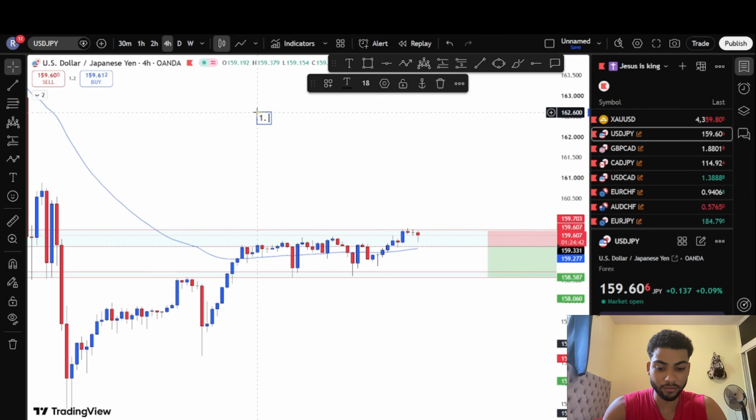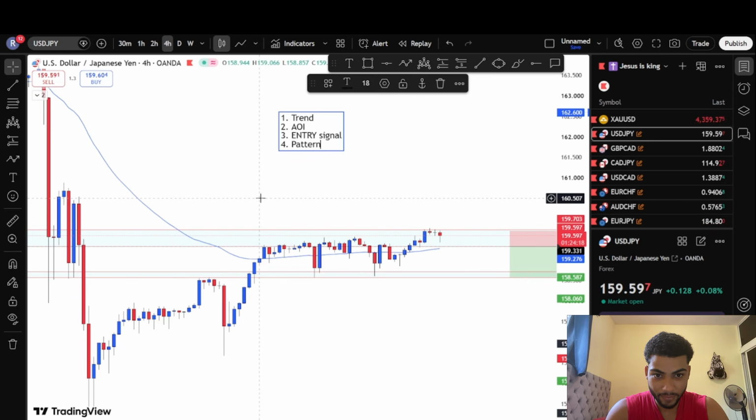I use kind of like a checklist, which the first thing that I need is the trend. The second thing that I need is an area of interest. Then the third thing that I need is an entry signal. And then the fourth thing that I need is a pattern. I'm gonna go right into it.